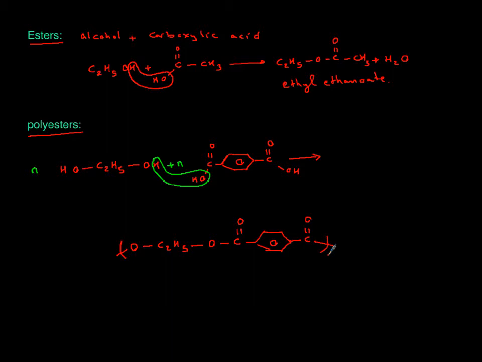So now, since we have n molecules of each, this is n plus n, giving the polymer plus 2n minus 1 H2O. And you can reflect and decide why this is 2n minus 1. But you should realize it, and then you should remember it after that. So this is an example of a polyester that we have formed, and it has a commercial name. The trade name for this is Dacron. This is just a trade name by DuPont.